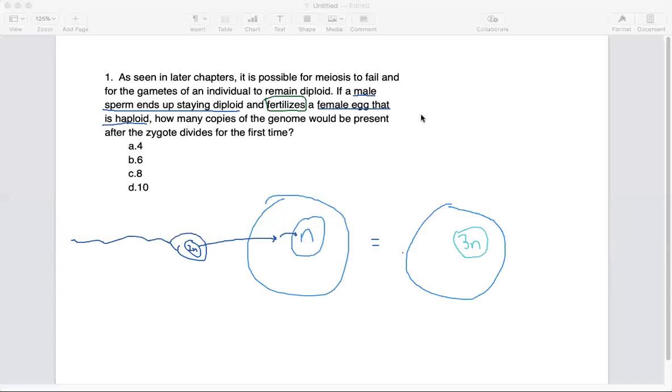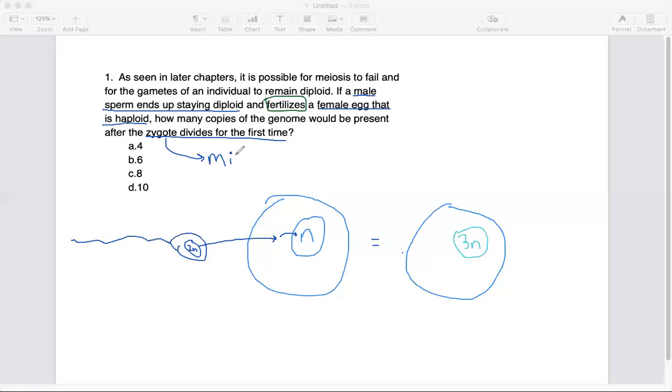Now let's think about the next part of the question. It's asking us how many copies would be present after the zygote divides for the first time. The zygote is this thing over here, the fertilized egg. We might be thinking, are we dealing with mitosis? Are we dealing with meiosis? Remember that when we're dealing with a zygote, this is going to be a mitotic division.